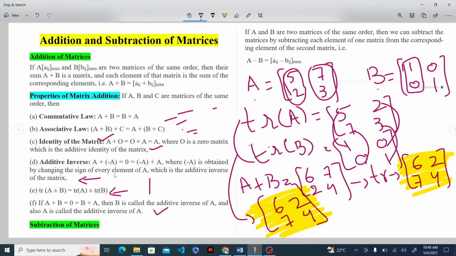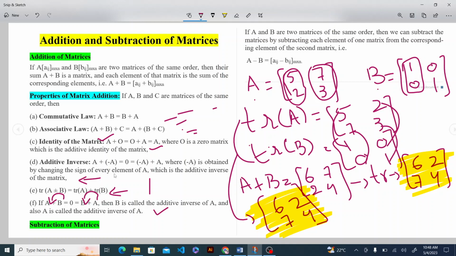It leads to another property: if the answer is 0, then one matrix is the additive inverse of the other matrix, because by adding that matrix to the first matrix we get the answer 0, we get the 0 matrix. So if A plus B is equal to 0, then B is the additive inverse of A, and if B plus A is equal to 0, then A is the additive inverse of B. Both can be the cases.